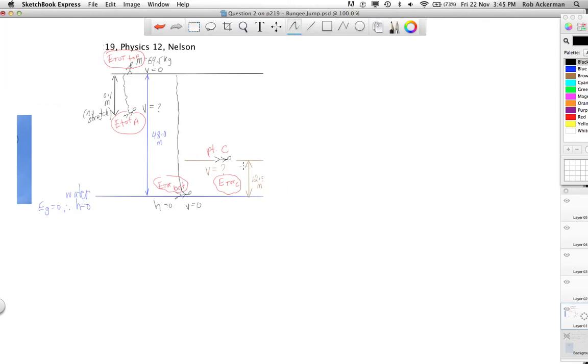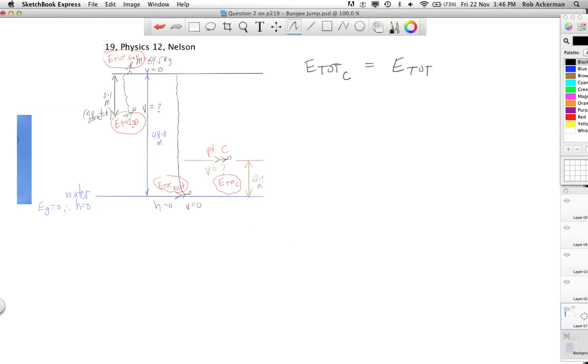So they're asking for the speed at point C, so it would be a good idea to write E total at point C equals E total at any other point in the problem. Now, you can choose the top, you can choose what I've called point A, you could choose the bottom. It's up to you. However, what you really want to make sure that you do is pick a point where you know a lot of information.